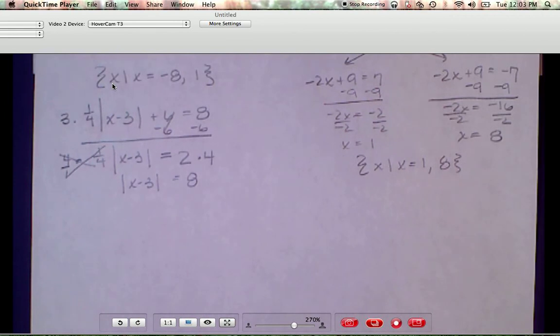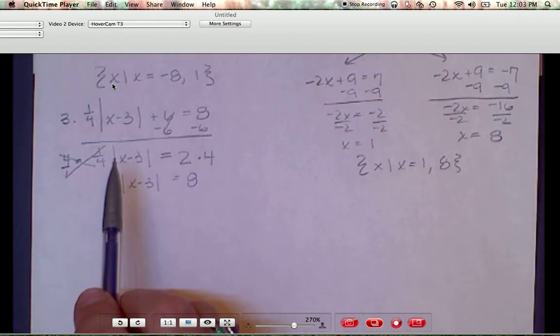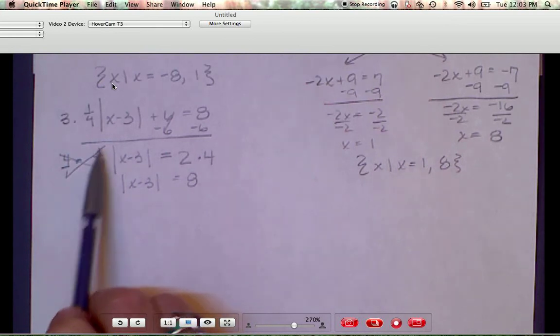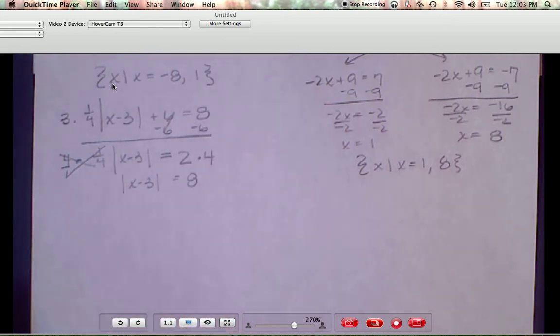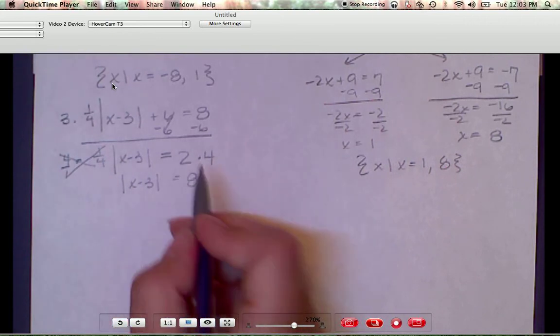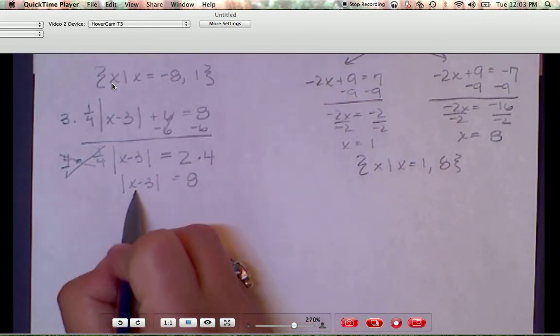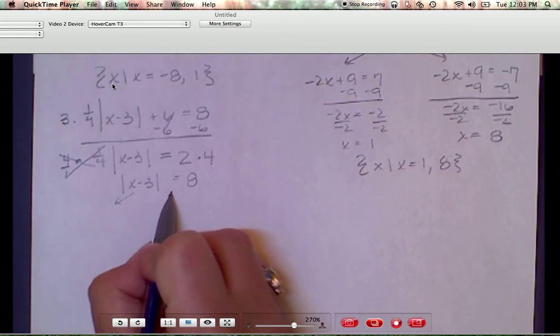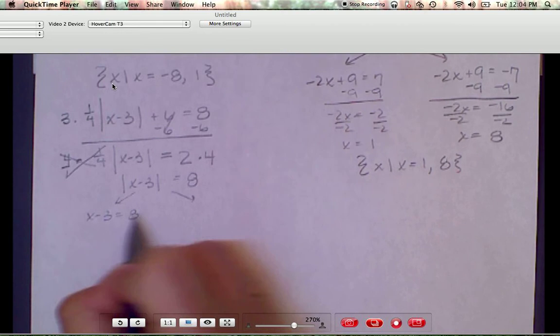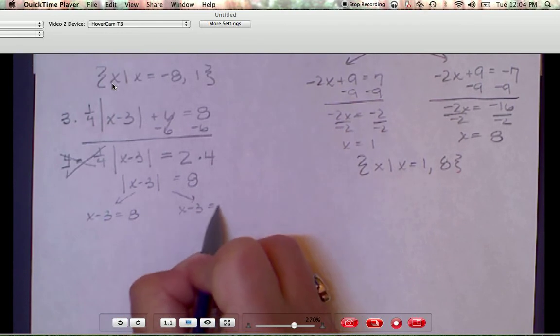One thing you need to understand is that you can never get inside these absolute value bars. So if there's a number outside here, you can never distribute inside the absolute value bars. You have to get rid of that number. So once we get here and we've isolated the absolute value, now we're going to split it into two equations. X minus 3 equals positive 8, and x minus 3 equals negative 8.